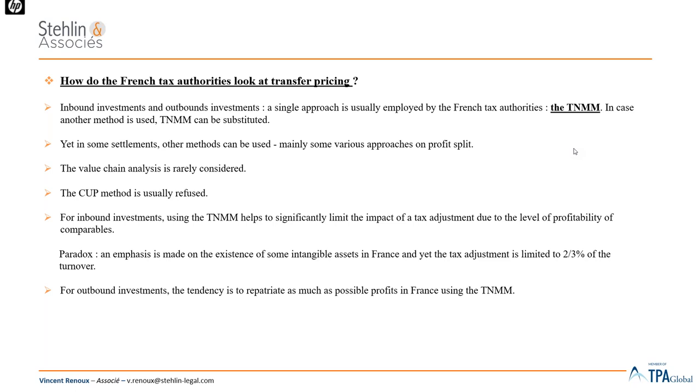And they found out that if you have, for instance, a subsidiary which is loss-making, it's very easy. You apply the TNMM. You have the benchmark study, and even the tax inspectors know a little bit how to do that.